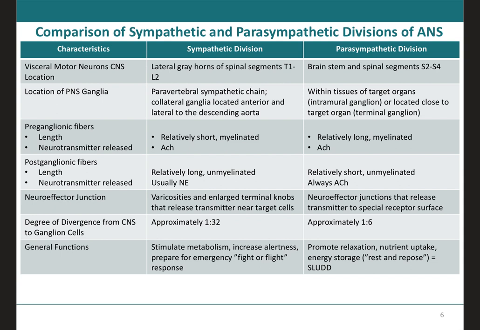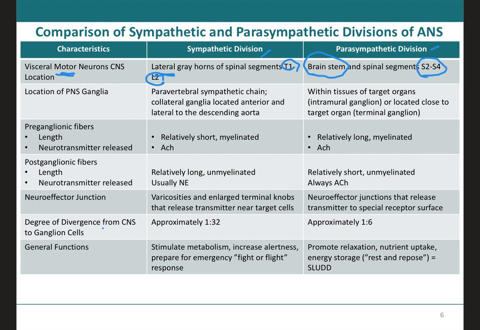So for example, with regards to the visceral motor neurons that are exiting the central nervous system, where are they located once they exit? Well, the sympathetic division will exit through the lateral gray horn between T1 and L2. On the parasympathetic division, there's a part that will leave the central nervous system from the brainstem, and there's another part that will leave through the spinal segments of S2 through S4.